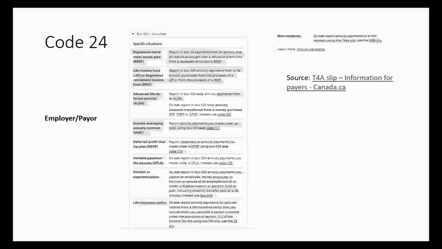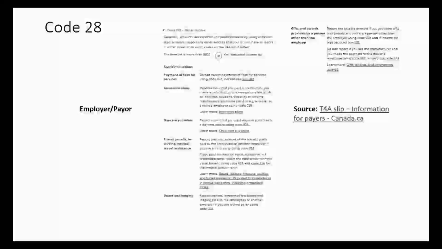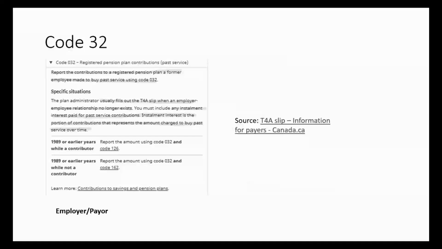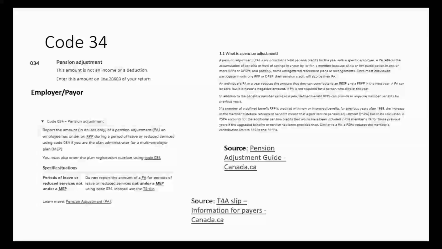Okay, code 24. This has to do with annuities. Code 28, other income. Code 30, patronage allocations. Code 32, your registered pension plan contributions. Code 34, pension adjustment. Okay, what is pension adjustment? This is an individual's total pension credits for the year. PA reflects accumulation of benefits or level of savings in a year for a member because of his or her participation in one or more RPPs or DPSPs.